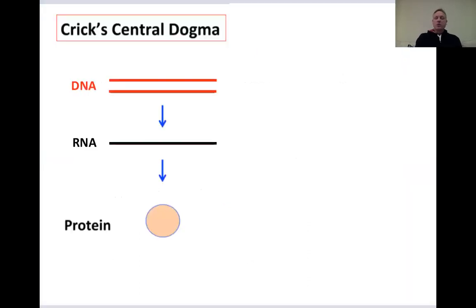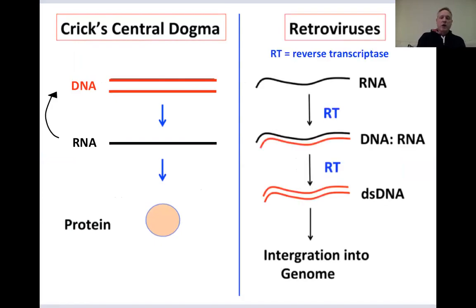Crick's central dogma was really important in the 1960s. Crick came up with the concept that DNA was turned into RNA, and then the RNA could be translated into protein. But the discovery of retroviruses threw the world on its head. For example, the discovery by Baltimore and Temin of reverse transcriptase showed that RNA can be converted into DNA by an enzyme known as reverse transcriptase.